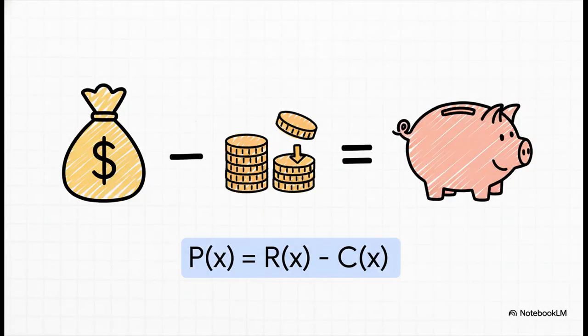The relationship between these three functions couldn't be simpler, but it is absolutely fundamental. The profit function is what you get when you subtract the total cost function from the total revenue function. P of x equals R of x minus C of x. This simple equation, this is the heart of our entire model. By doing this one piece of algebra, subtracting one function from the other, we're going to create a brand new function, our profit function. And that's the one we can finally analyze to find our maximum value.